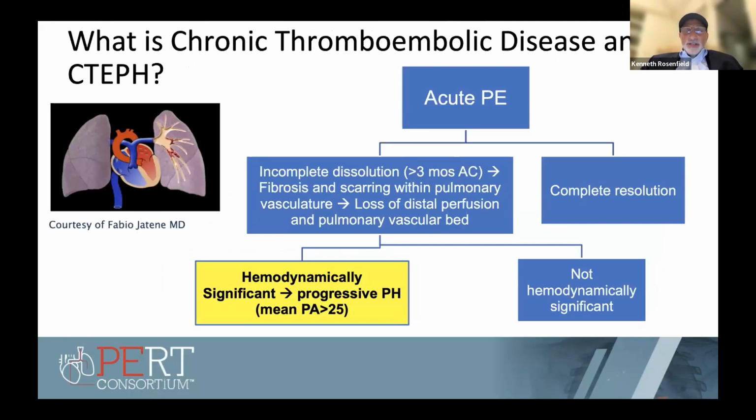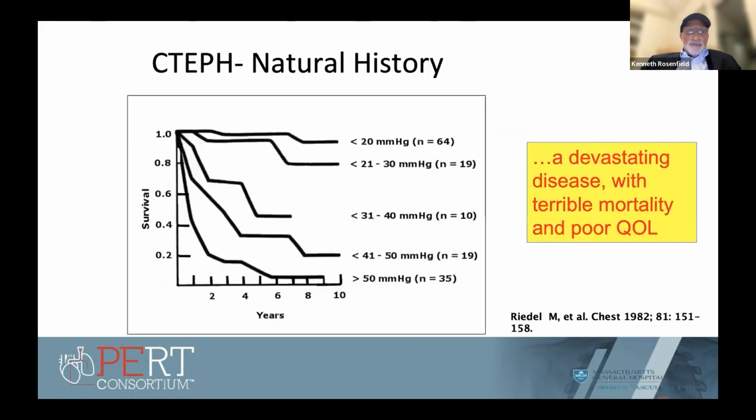It's incomplete dissolution of the clot, fibrosis and scarring within the pulmonary vasculature, and loss of distal perfusion in the bed, resulting in progressive pulmonary hypertension, greater than 25 mean PA. And that's as a result of the scarring and occlusion or subtotal occlusion of these vascular beds. Multiple vessels. It usually involves a smattering of vessels. You're lucky if it involves only a few major vessels. Most of the time, it's not the case.